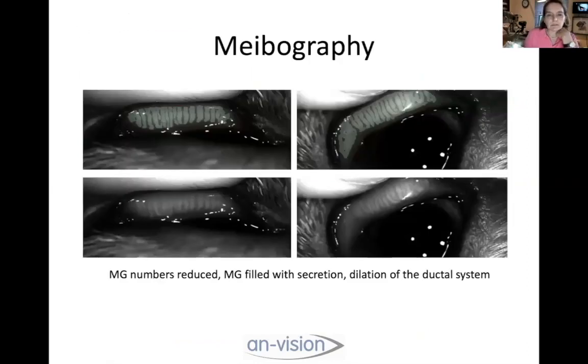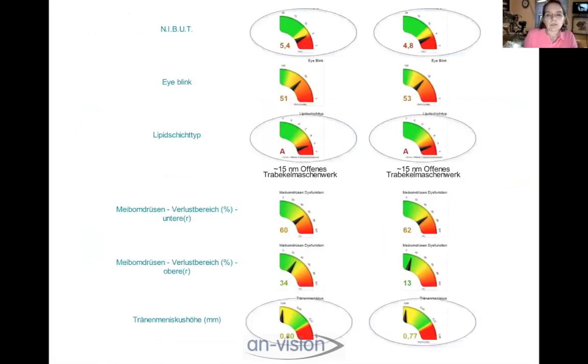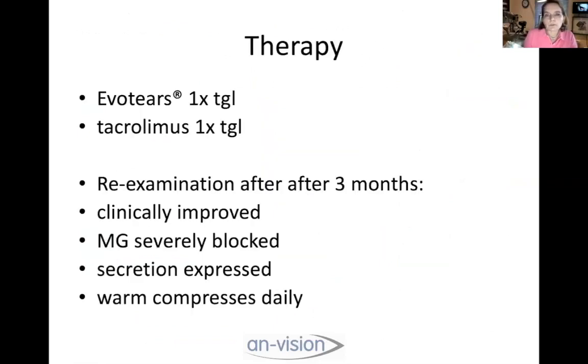And then we looked at the meibomian glands. In total numbers, they were reduced and they were all dilated and filled with secretion. So this is what we had. We talked about this and we applied the Evotear strap, tacrolimus, and we looked after 3 months and it had clinically improved, but the meibomian glands were severely blocked.